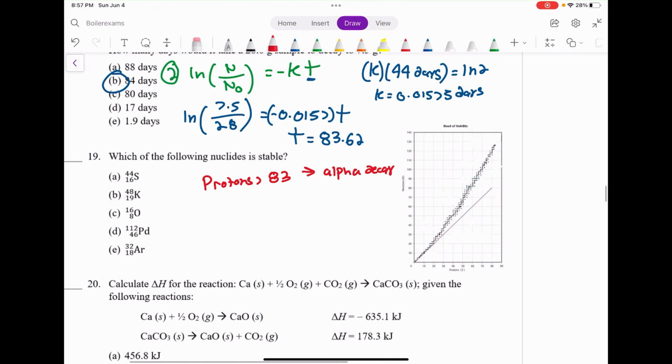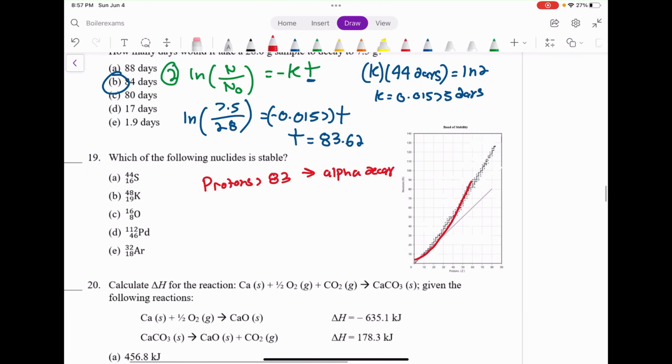Nice. Okay. Anyways, all we need to do in this problem is see which of these elements lands on the band of stability, because as the name implies, the band of stability is where elements are stable. To make this go quick, let's figure out how many neutrons are in each one first. Mass number minus atomic number gives you neutrons. This one is 28. This one is 29. This one is 8. This one is 66. This one has 14.